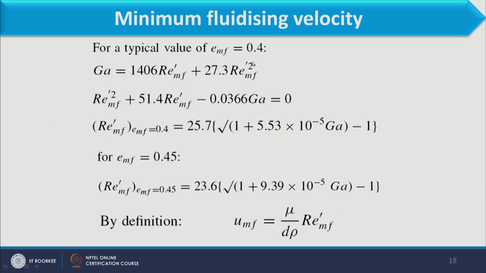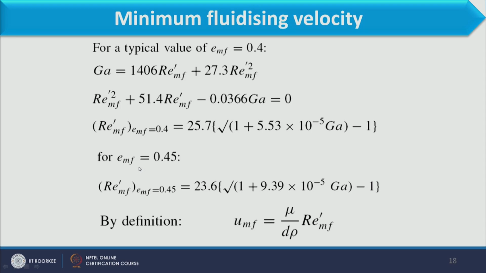For a typical value of EMF equal to 0.4, the Galileo number should be 1406 times the Reynolds number at minimum fluidization condition plus 27.3 times the Reynolds number square at minimum fluidization condition. So, this final equation we can obtain at EMF equal to 0.4. Once we solve this, we get Reynolds number 25.7, and the whole expression is shown like this. Similarly, for voidage 0.45, the Reynolds number can be obtained by this equation.